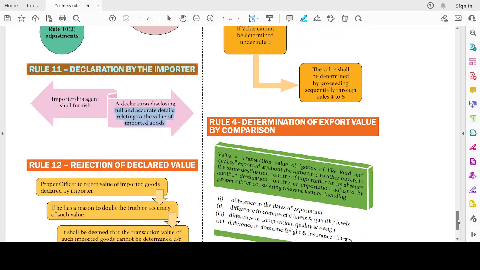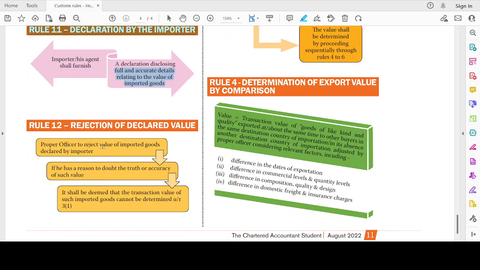Rule 12. We have discussed this in the beginning: the proper officer has the right to reject the declared value. The proper officer can reject the value of the imported goods declared by the importer if he has reason to doubt the truth or accuracy of such value. It shall be deemed that the transaction value of such imported goods cannot be determined under Rule 3, Sub-Rule 1. If the proper officer has doubt with respect to the truth and accuracy of the value given by the importer, then the declared transaction value shall be rejected and it can be stated that the transaction value cannot be determined under Rule 3 Sub-Rule 1.